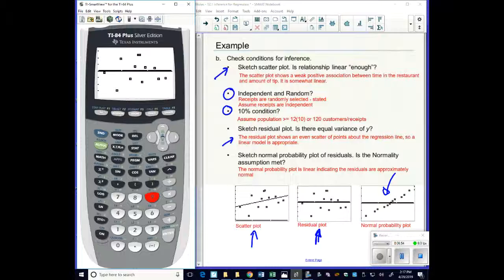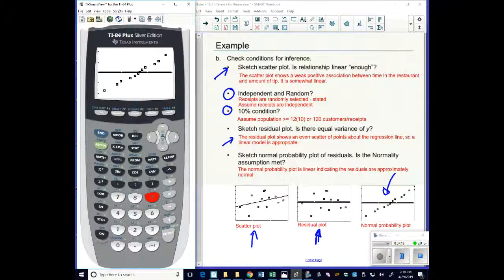And then the last thing we want to check is that normal probability plot. This is the first time we have to change our plot. So I go into my plot menu again, and this time I'm changing from a scatter plot, which is the very first graph, to the normal probability plot, which is the last one. So I'm going to change to my normal probability plot. And then again, all my x's are in list 1. The calculator knows what to do. Hit zoom 9. And there's your normal probability plot.